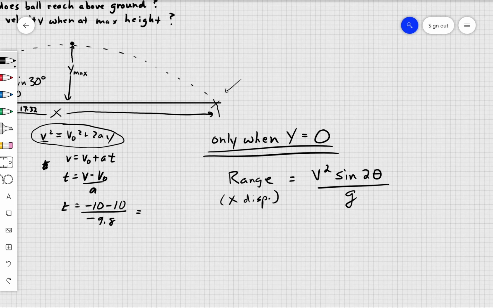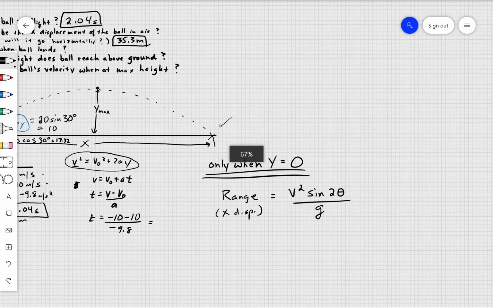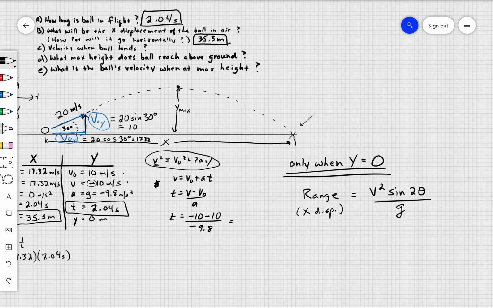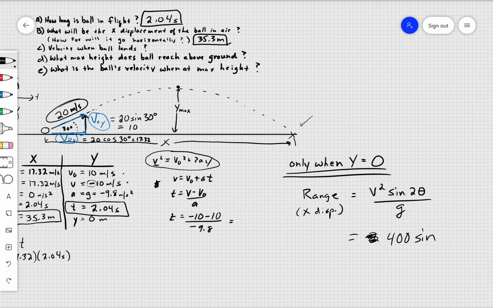Now let me show you how this one works. That v is the initial 20 meters per second. And so if you throw this in your calculator, what is 20 squared? It's what? 400 sine of twice the angle. So that angle was 30. Let's put in 60. And magnitude of 9.8. Throw that in your calculator and see if you don't get 35.3.